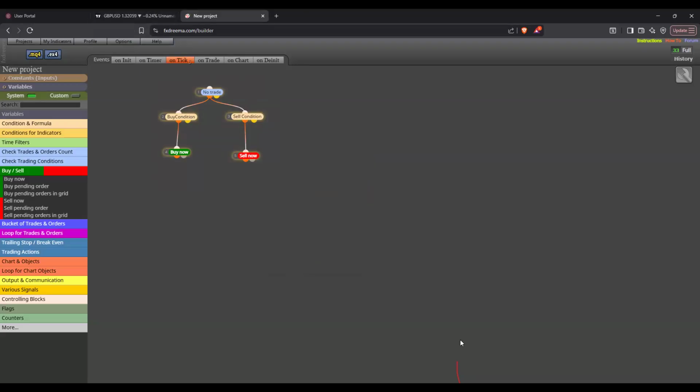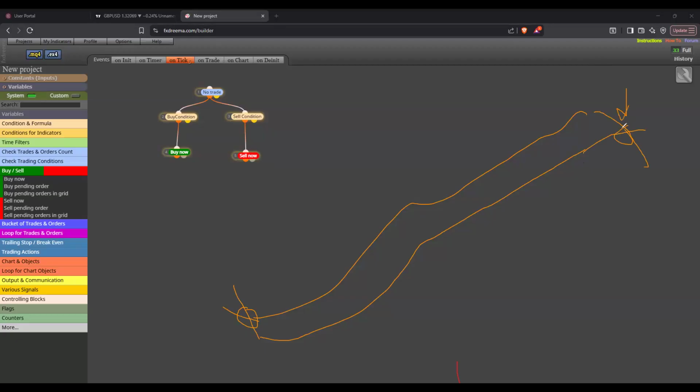Well, we want it to look at the moving averages. Let's say that is the 20, and then this is the 50. So if the 20 crosses above the 50, we want it to open a buy. And when the 20 crosses below the 50, we want it to open a sell. Simple as that, right? So whenever it happens, we want it to take that.